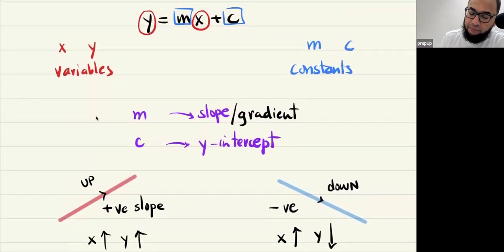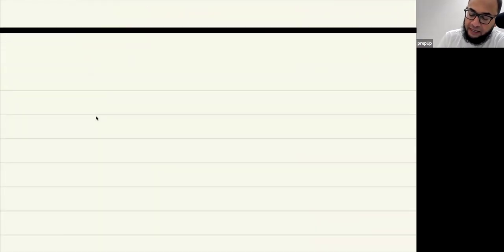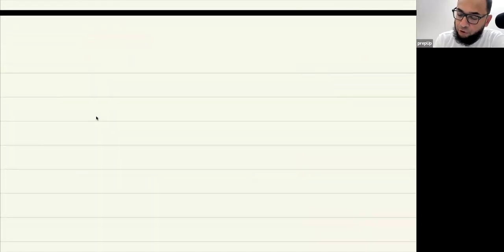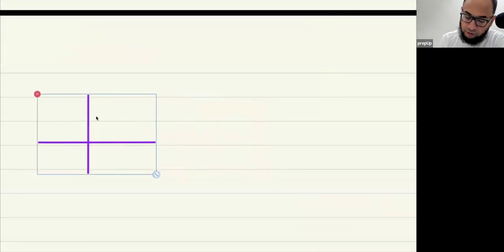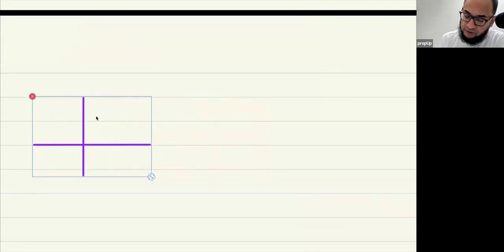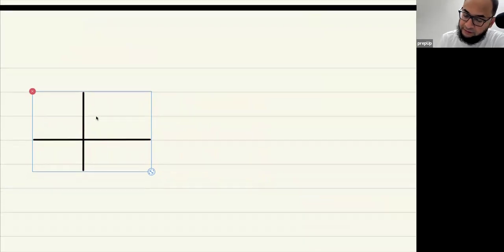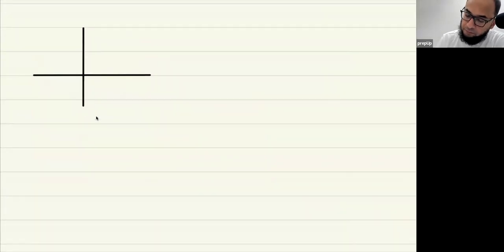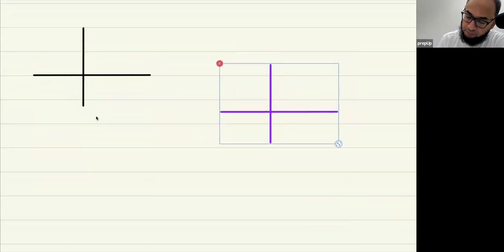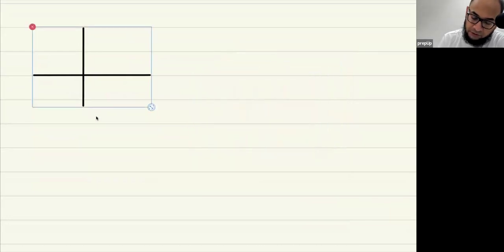So now over here, let me draw different kinds of graph. First of all, if I have some kind of grid ready, I think that is a grid. Okay, that looks good. I just want to change the color. Let's make it black. Okay. And let me copy this. I'm just copying this.